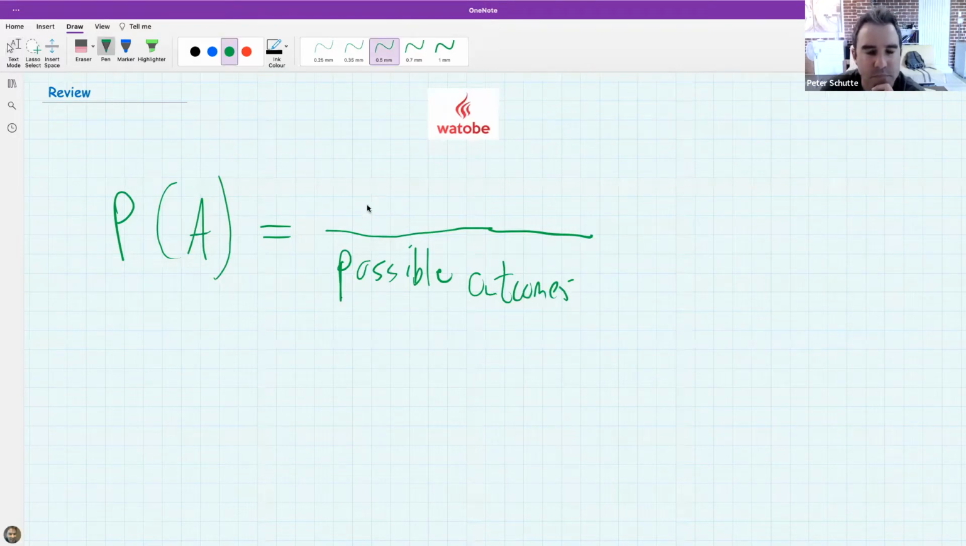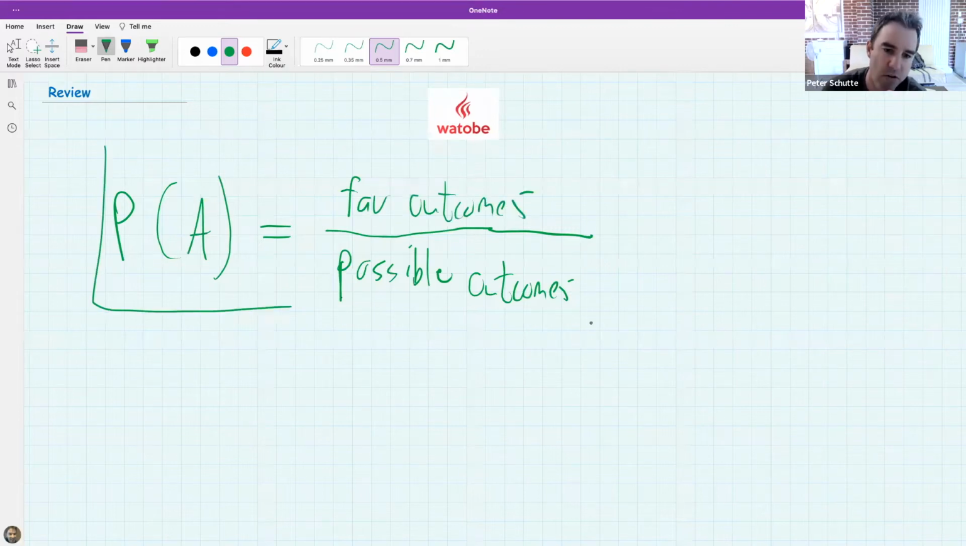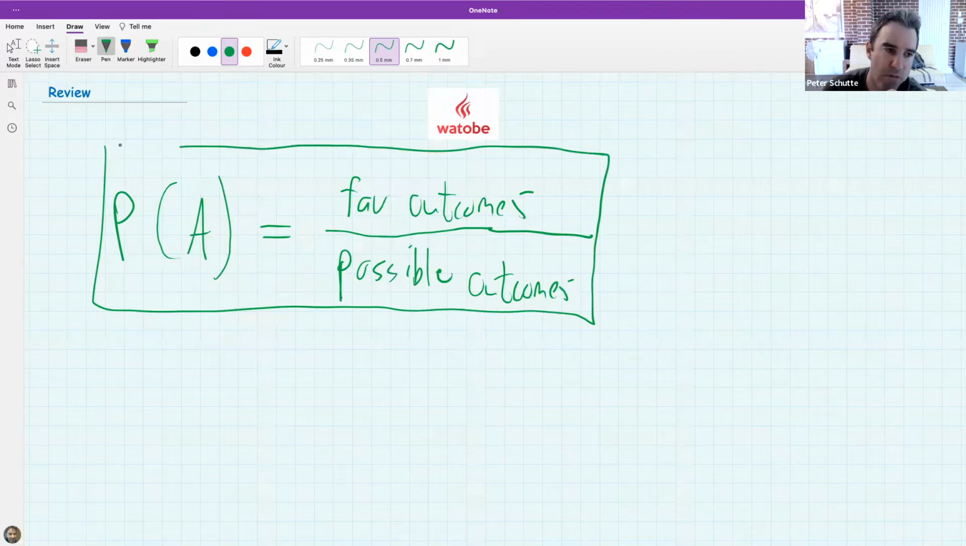I think the top is the number of outcomes that are favorable to A. Perfect. Yes, favorable outcomes. So this is like the most important formula in the whole of probability. Is there anything else you remember from the last lesson?